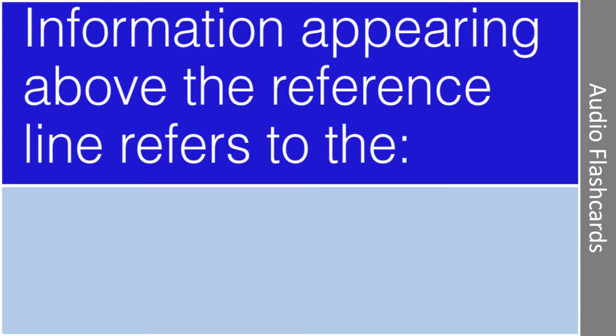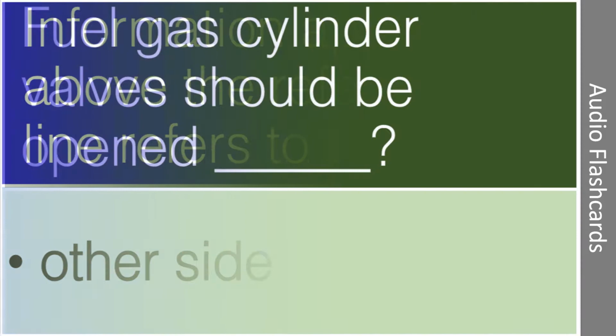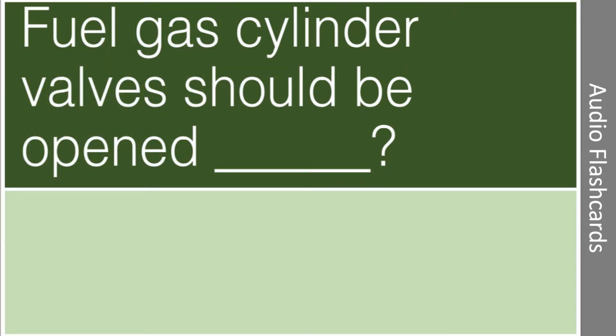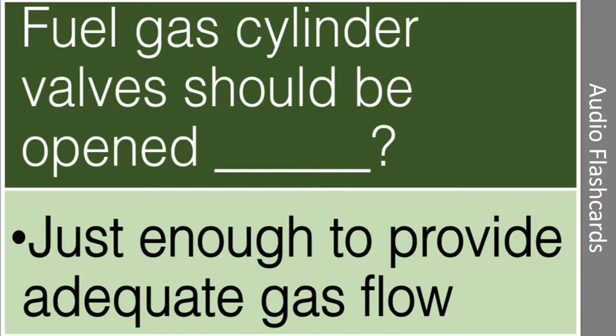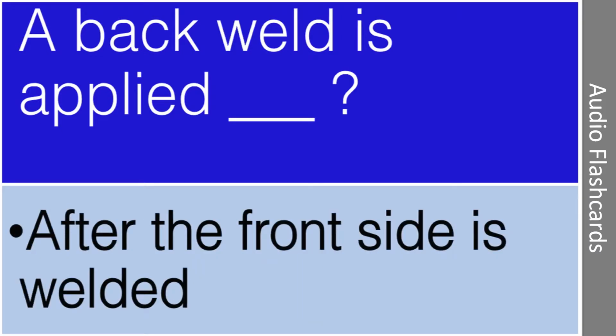Information appearing above the reference line refers to the blank. The other side. Next card, please. Fuel gas cylinder valves should be open just enough to provide adequate gas flow. A back weld is applied blank. It's applied after the front side is welded.